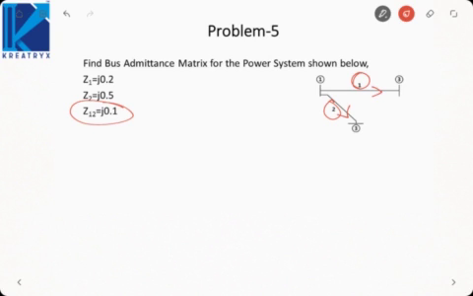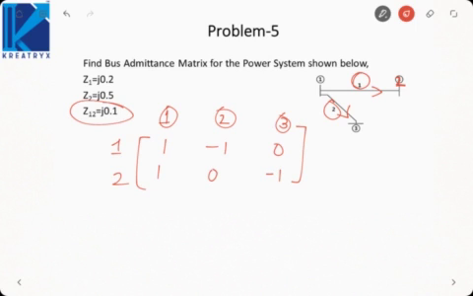So the incidence matrix will have branches as rows. There are 3 nodes, so it will have 3 columns. The first branch is between 1 and 2: 1, minus 1, 0. The second branch is between 1 and 3: 1, 0, minus 1.